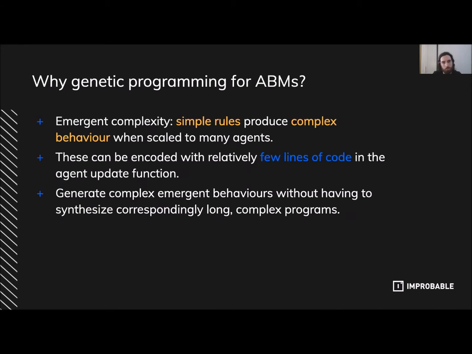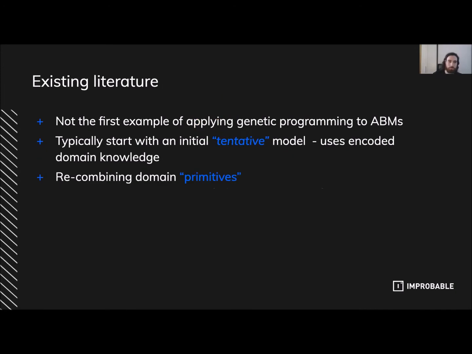So why are ABMs a good target for this? It comes down to this idea of emergent complexity. Agent-based models can produce complex behavior when you're running with loads of agents, even just from simple rules at the agent level. And so what this means is you only need to learn a few lines of code in the agent update function, and hopefully you can still have this complex behavior at the macro level. And so this basically means we don't have to synthesize correspondingly long, complex programs, which would be a very difficult problem to get this complex behavior.